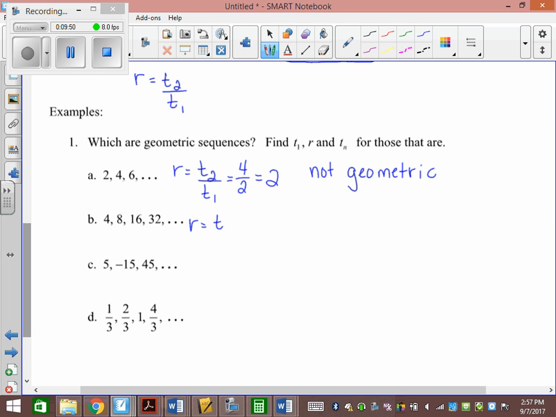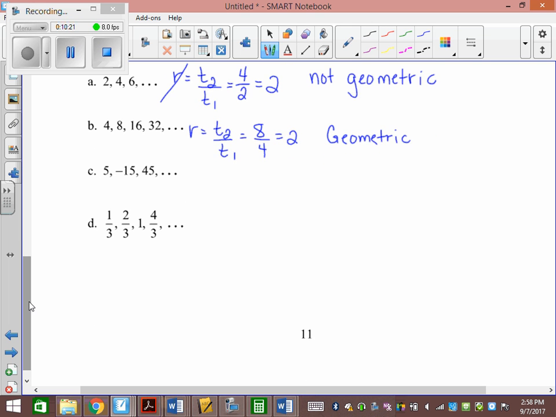Now here we go, term 2 divided by term 1. Instead of subtraction, you divide them for geometric. So 8 divided by 4, which is 2. Then we check them out. 4 times 2, 8. 8 times 2, 16. 16 times 2, 32. So we're good, right? Geometric. This one doesn't have a common ratio, actually. Try C and D.